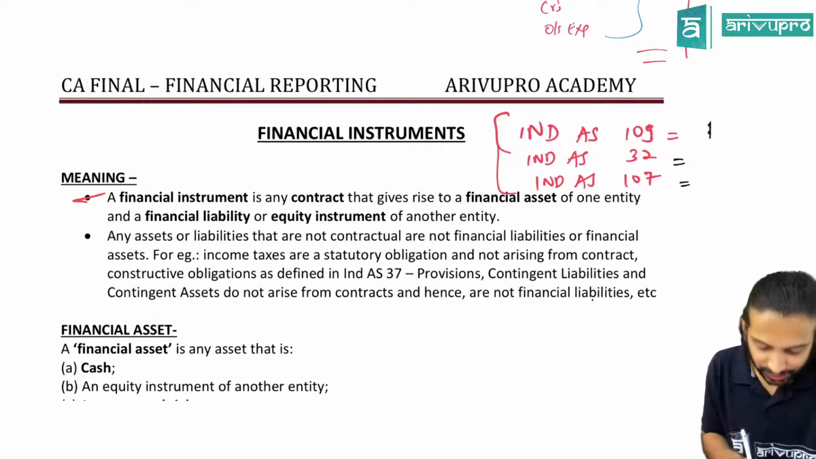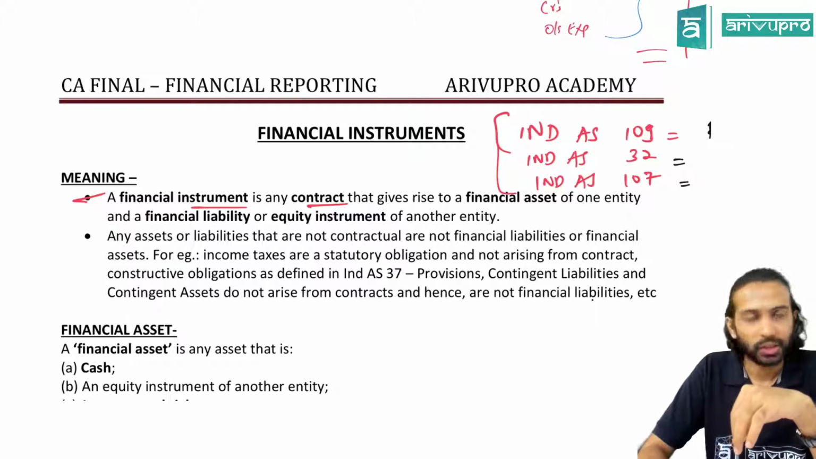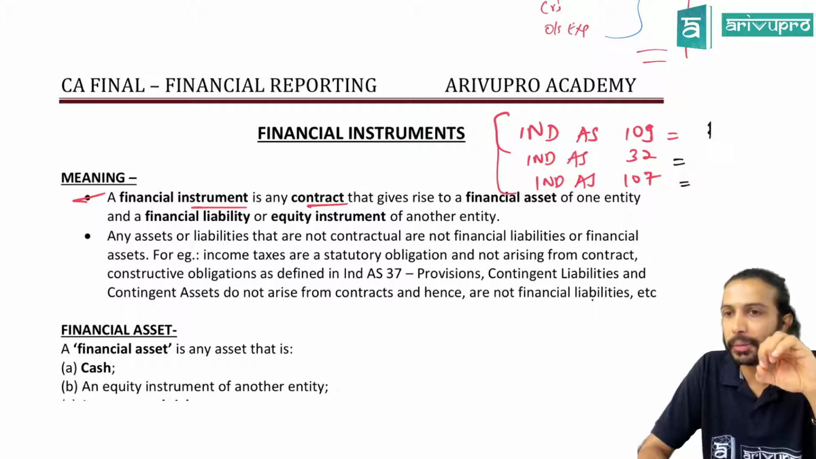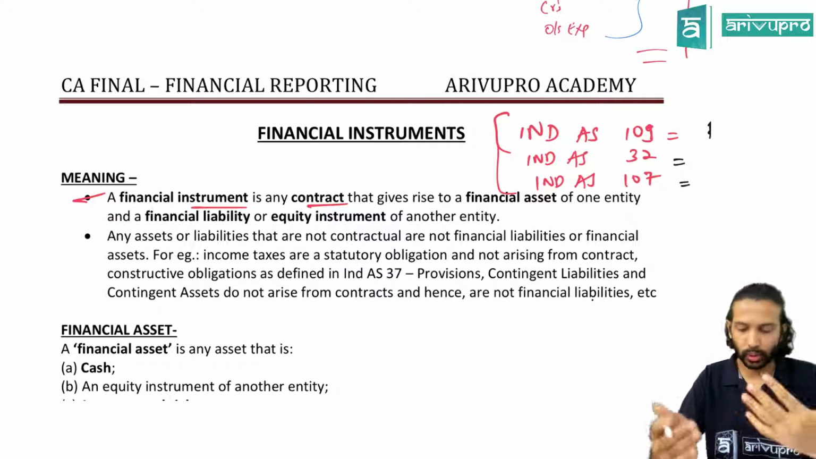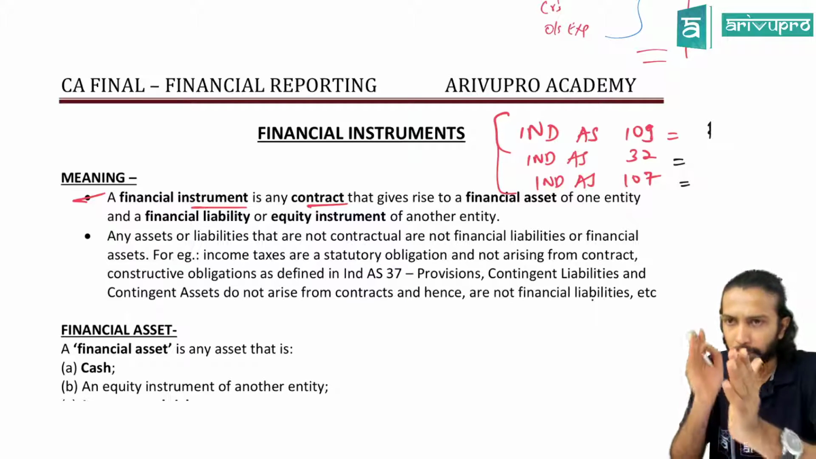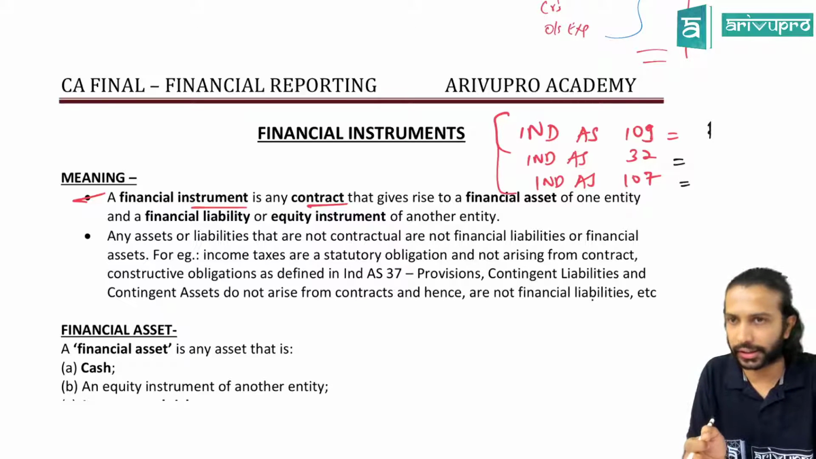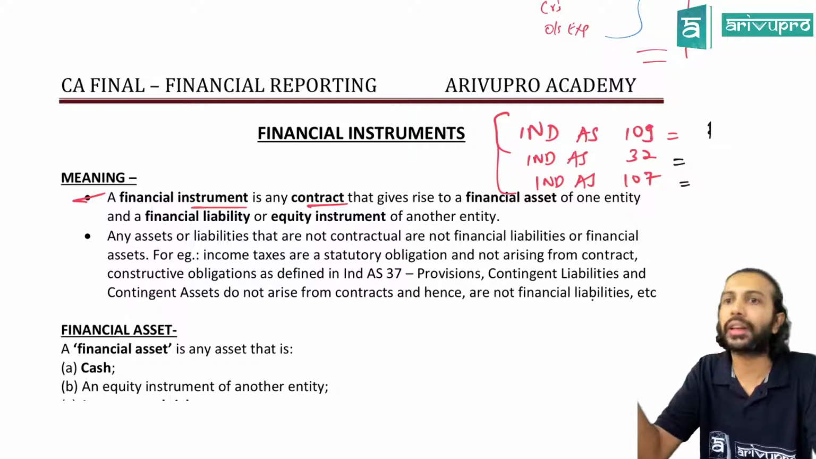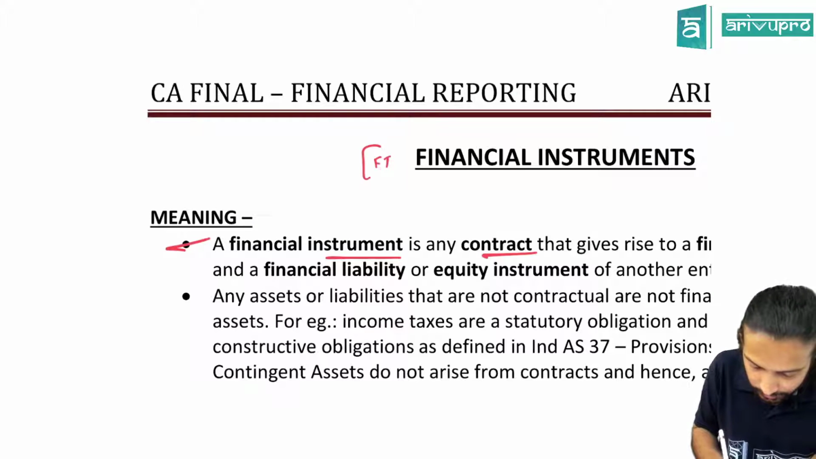A financial instrument is any contract. Underline the word contract, that is the keyword. So a financial instrument has to be a particular contract, and because of that contract, it will result in a financial asset for one person or entity, and a financial liability or equity for another entity. I'll call financial instrument FI.